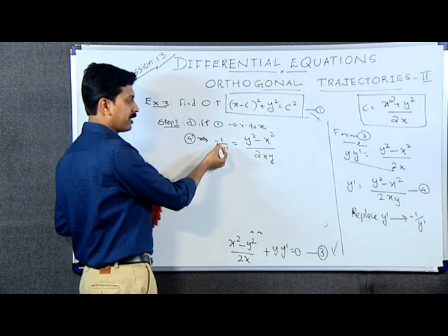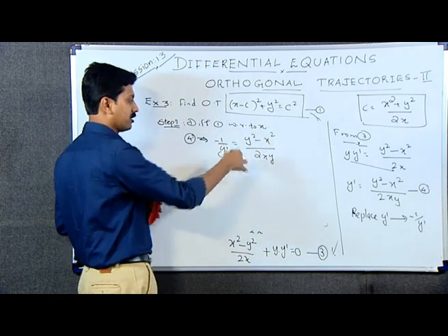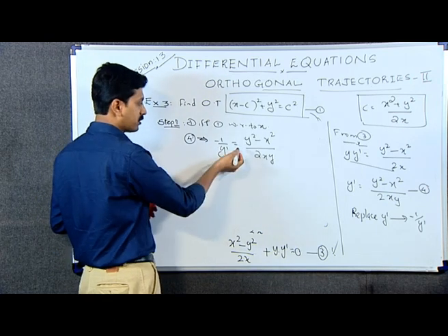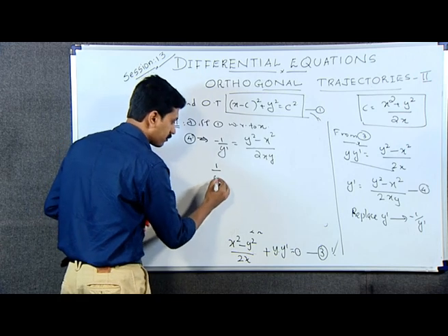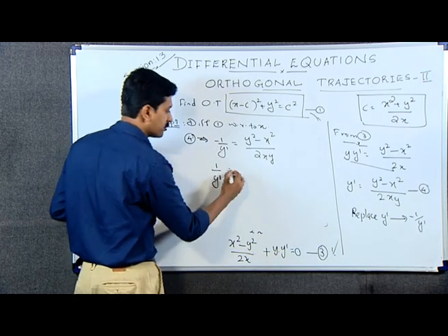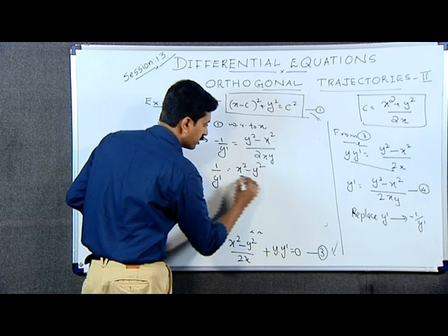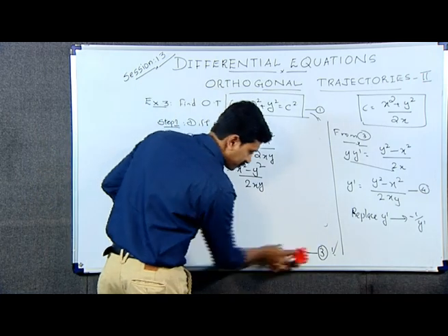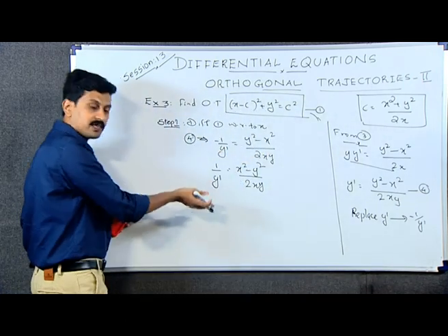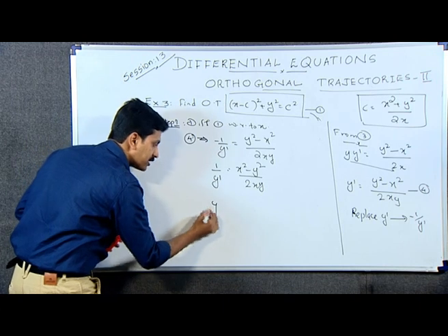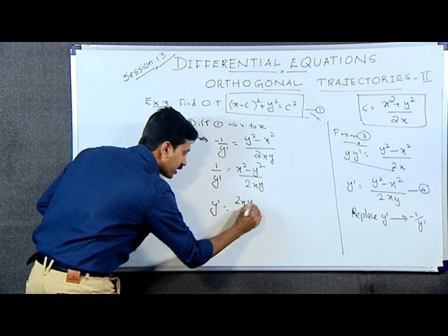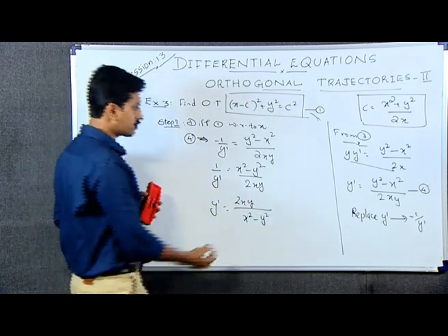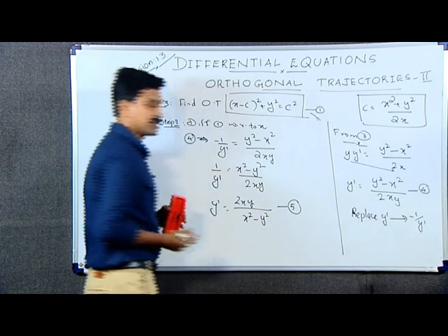See, minus 1 by y dash is there. I am taking the negative to that side, and taking the reciprocal also, so 1 by y dash is equal to x square minus y square divided by 2xy. Taking the reciprocal, what will happen? We will have y dash equal to 2xy divided by x square minus y square. Now, the fifth one is a differential equation.